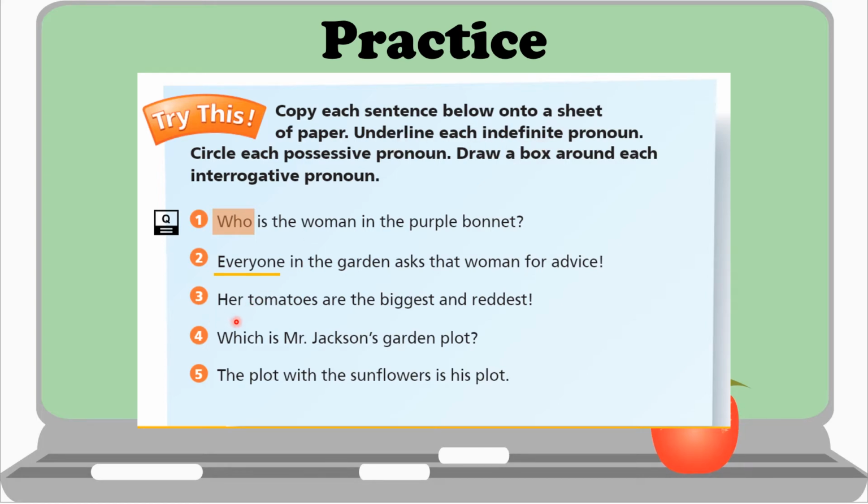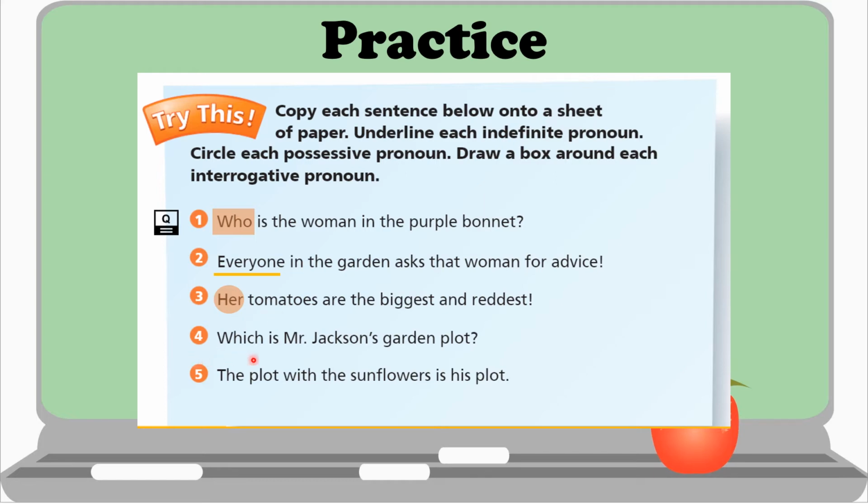Number 3, her tomatoes are the biggest and reddest. So what is your pronoun in this sentence? If your answer is her, then you are correct. So we place the circle around this pronoun because it is a possessive pronoun that shows ownership. It shows that she owns the biggest and the reddest tomatoes.